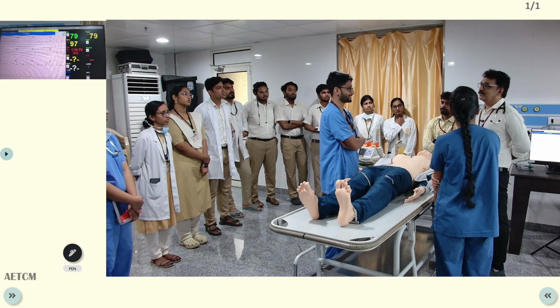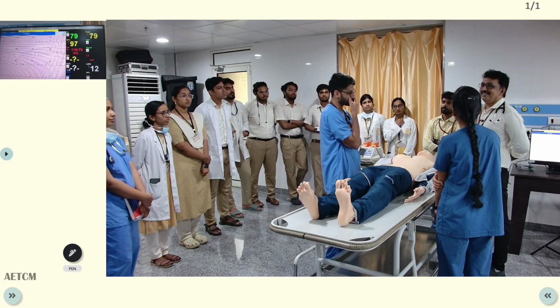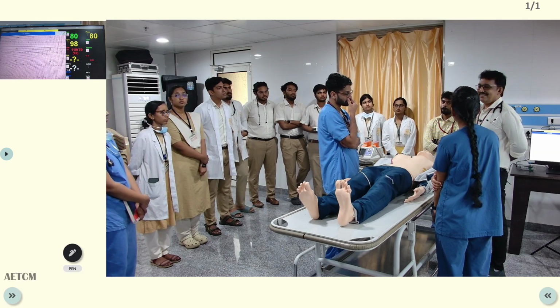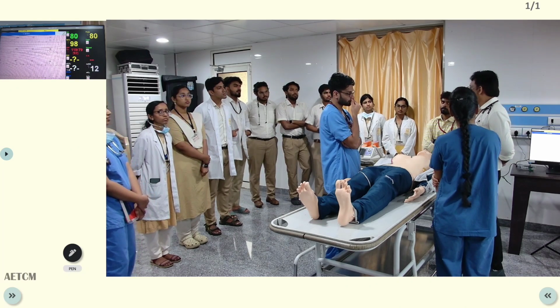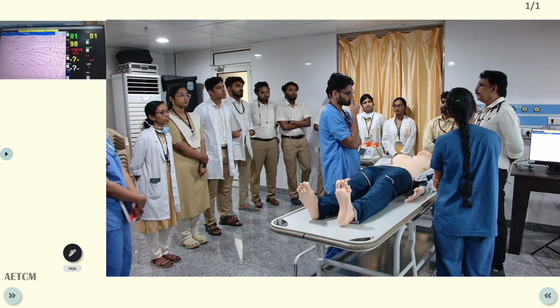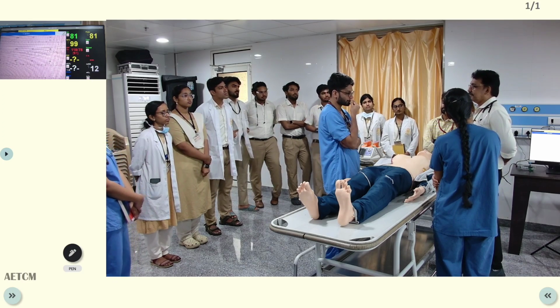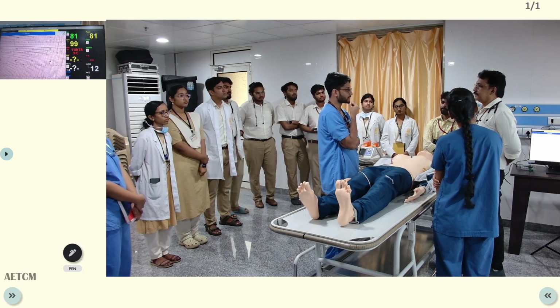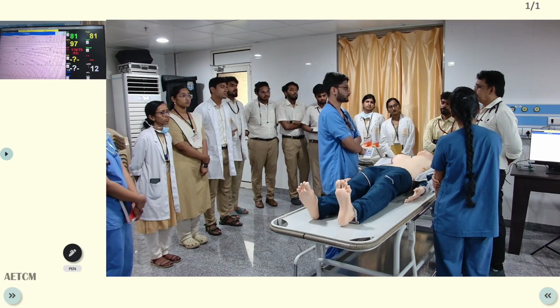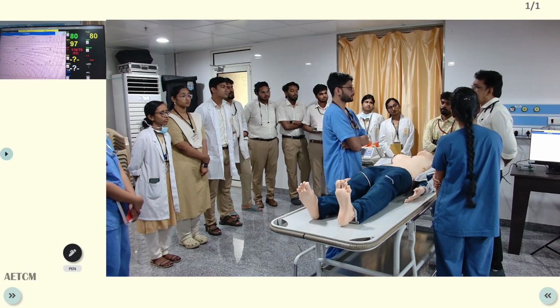Ecosprin 75 mg you want to give. Is it correct or not? 75 mg is correct or not? For primary prevention, 75 mg is okay. Secondary prevention is after myocardial infarction. You have to give a minimum of 150 milligrams. So 150 milligrams is the dose of aspirin.